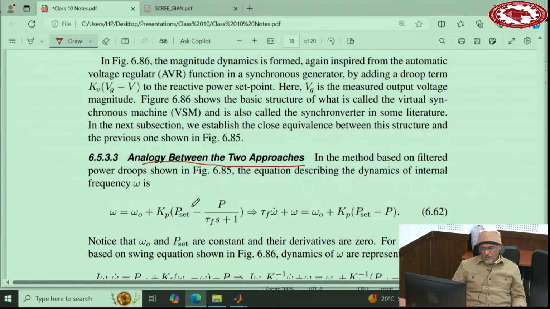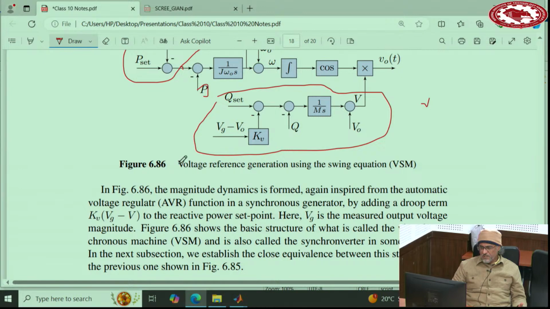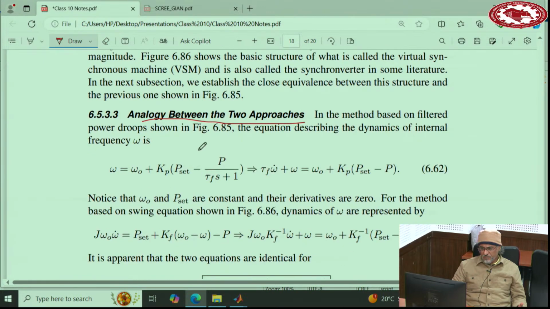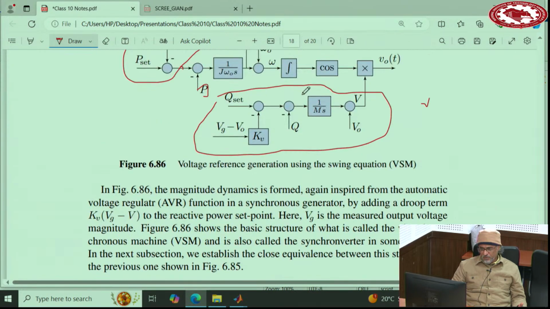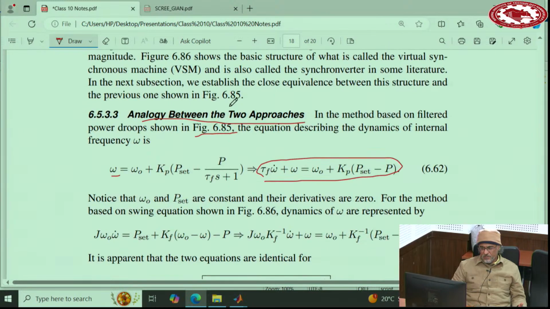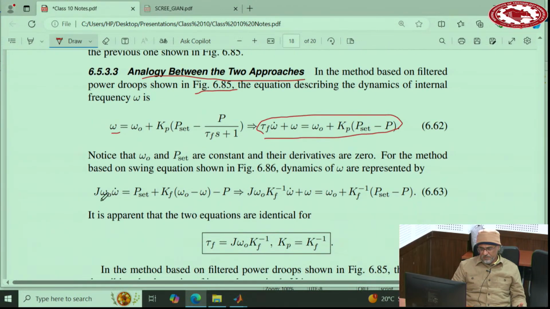If you write the equations for, let's say, this is 686, the previous one is 685. In 685, the equation for the frequency is this one, and then converting it to time domain, you will get this equation. Now you come to this diagram and again try to write down the equations, first in the Laplace domain and then convert it to time domain, you will get to this equation.